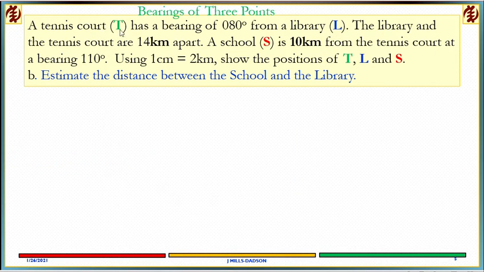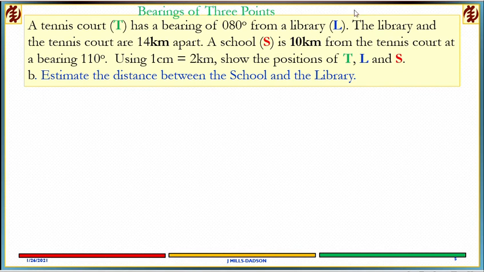A tennis court T has a bearing of 80 degrees from a library. The library and the tennis court are 14 kilometers apart. A school is 10 kilometers from the tennis court at a bearing of 110 degrees. Using 1 cm equals 2 kilometers, show the position of the tennis court, the library, and the school.